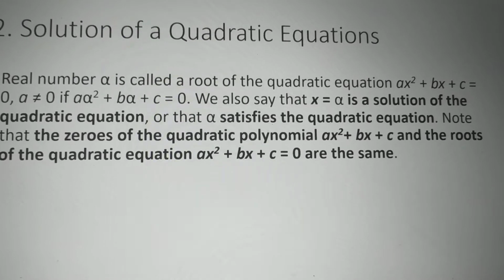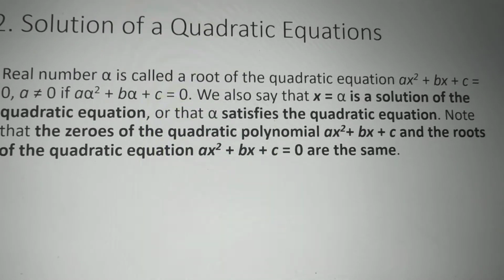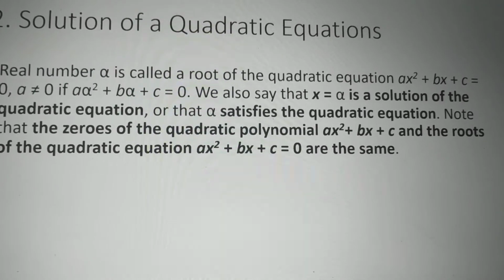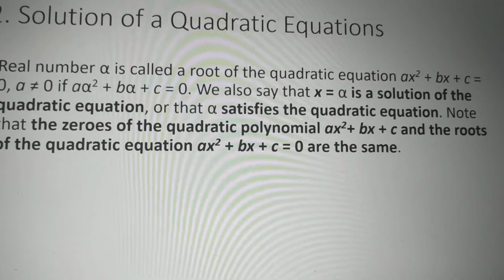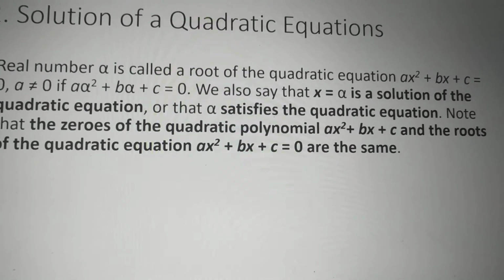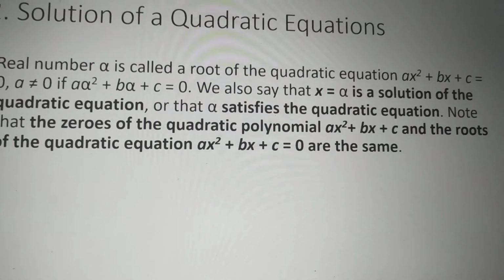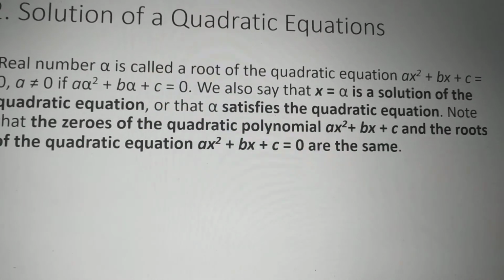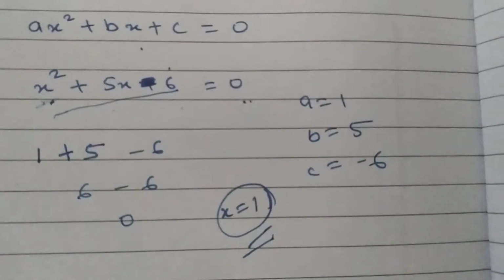A real number alpha is called a root of a quadratic equation ax square plus bx plus c equals 0, where a is not equal to 0, if a alpha square plus b alpha plus c equals 0. We also say that x equals alpha is a solution of the quadratic equation.